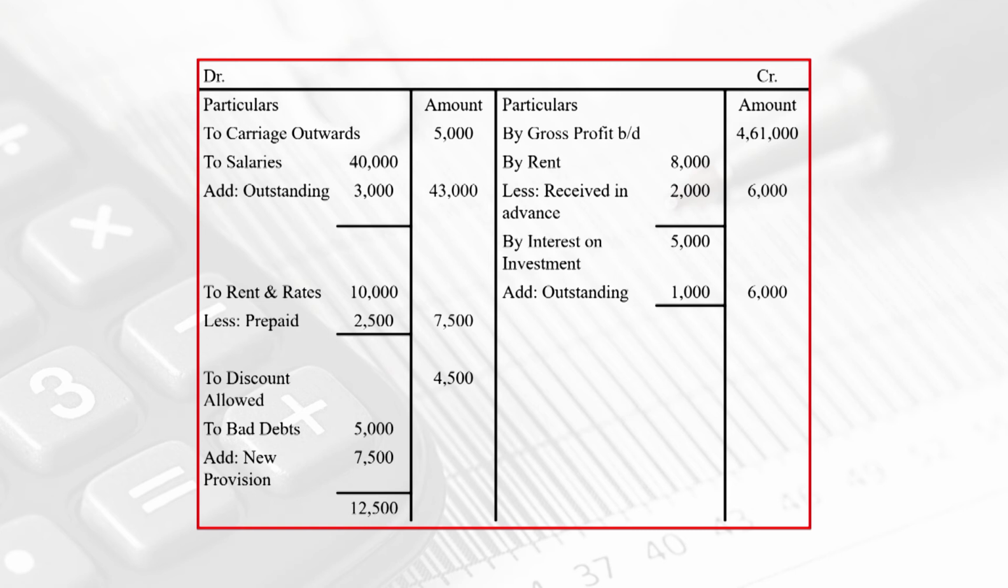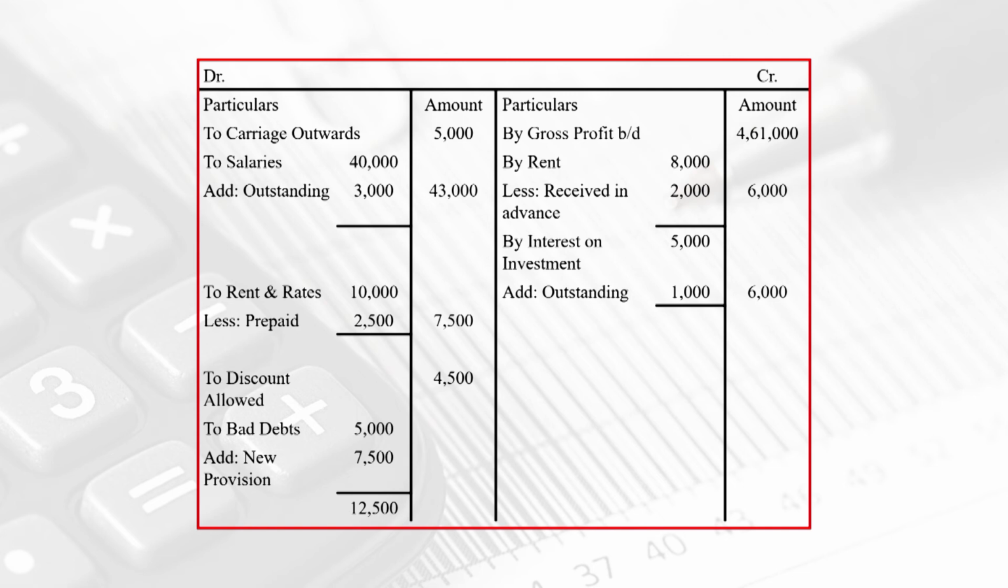Now here, to carriage outwards 5000, it is given inside the trial balance. Then to salaries 40,000, outstanding salaries also have been provided outside the trial balance. Therefore outstanding salaries will be added and this total of 43,000 will be shown in the debit side of profit and loss account, and this outstanding salaries of 3000 will also be shown in the liability side of the balance sheet.